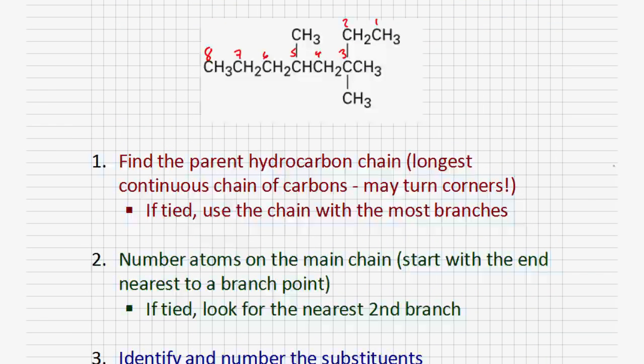Let's identify and number substituents, calling them alkyl groups, the way that we did on the previous page. So the substituents are anything that are not part of the main hydrocarbon chain. So I have a CH3 attached to carbon 5, and then 2 CH3s attached to carbon 3. Remember, those CH3s are called methyl. We number the substituents based on what number on the main hydrocarbon chain they're attached to. So this one on top here is a 5-methyl. Both of these are called 3-methyl.